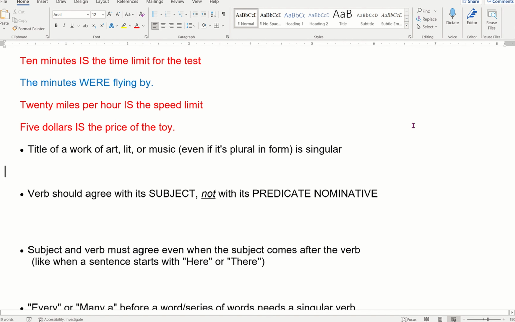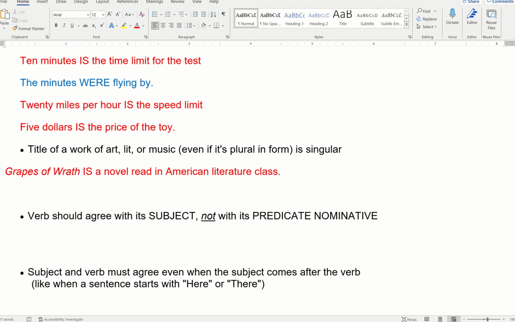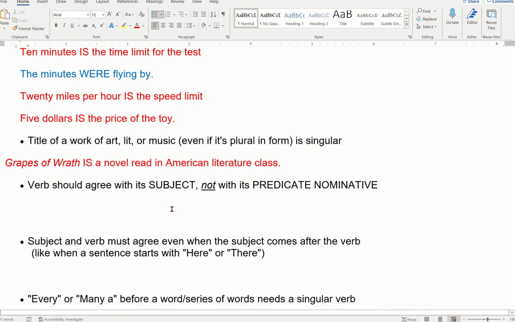Okay, next up then is if the title of a work of art or literature or music is, even if it's plural in form, it's always going to take a singular verb. So one work that is often taught in junior English is The Grapes of Wrath. And instead of saying Grapes of Wrath are a book, we say Grapes of Wrath is a novel read in American literature class. Even though you might be looking at it and thinking, oh, grapes is plural, so we got to have a plural verb. Well, no, we actually look at the title as a whole. That's one work, and so we use a singular verb.